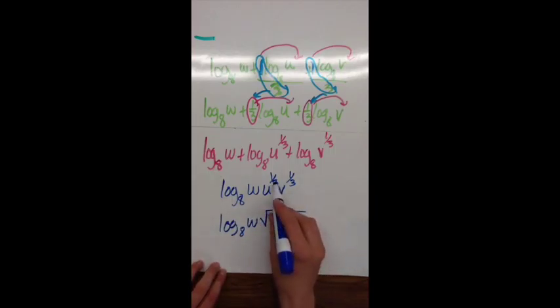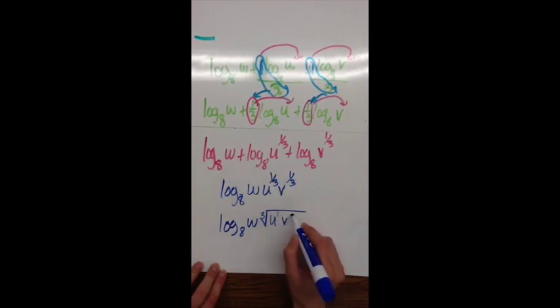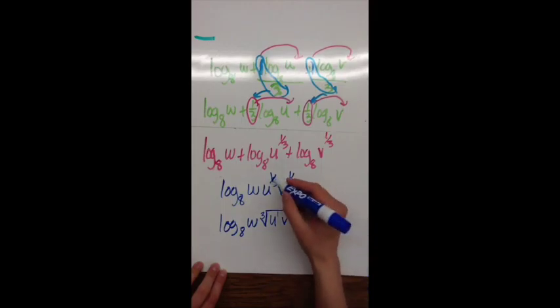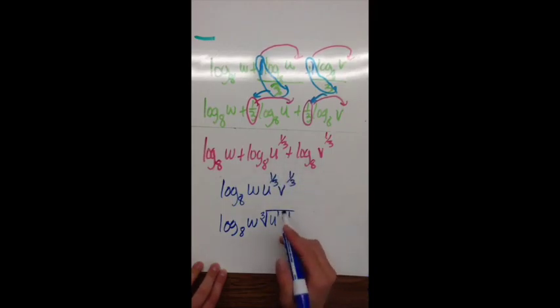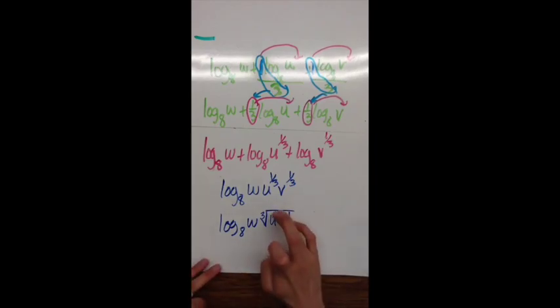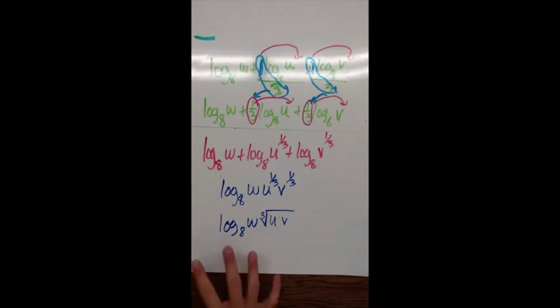Then I'm going to do, since this is a 3 on the bottom, it's going to be a cube root of u to the first power times v to the first power. Okay? So this number went underneath the root, and this is this kind of root. Because both of these have the same denominator, I can write it as one root. Now, it looks a little bit weird to have the first powers written, so I'm just going to undo that. And then I have log base 8 of w cube root of uv. And then I'm all done because I don't have anything being multiplied out in front of the log, and I don't have more than one log, so I know that it's condensed all the way.